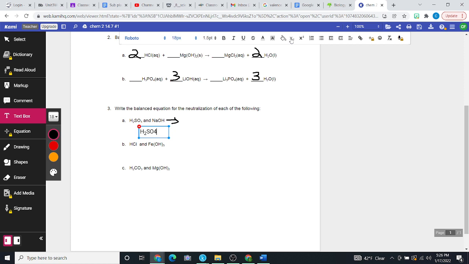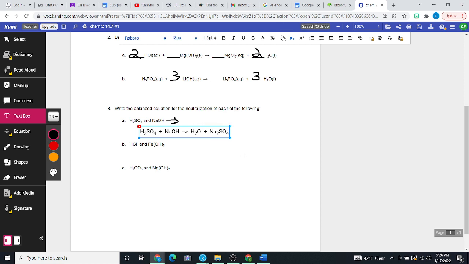H2SO4, you're going to rewrite this out. Plus NaOH. And then it is an acid and a base. It's going to form H2O. And my salt, Na2SO4. Come on. Oh, it does not want to subscript it. All right, I know it's a 2 because sulfate is a -2 and sodium's a +1.